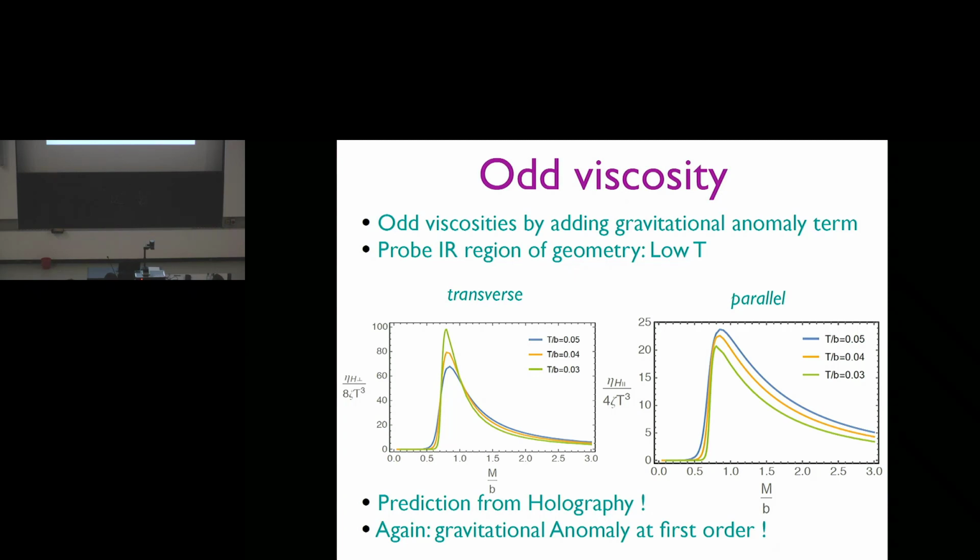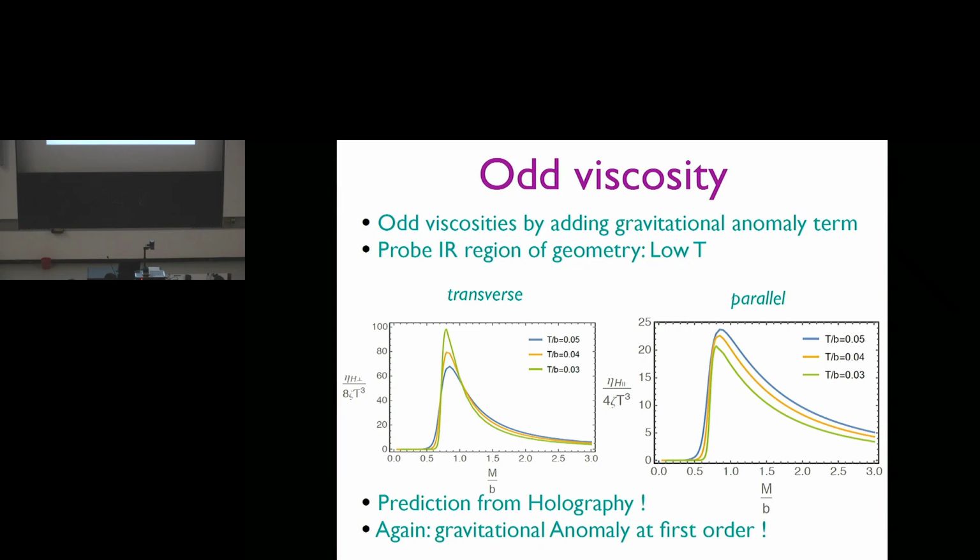And again, the gravitational anomaly has done this amazing thing again. It has given you a response at first order. Here it's even a bit more complicated to understand, but in holography we again can trace it back to these extrinsic curvature contributions. Okay, that's it.